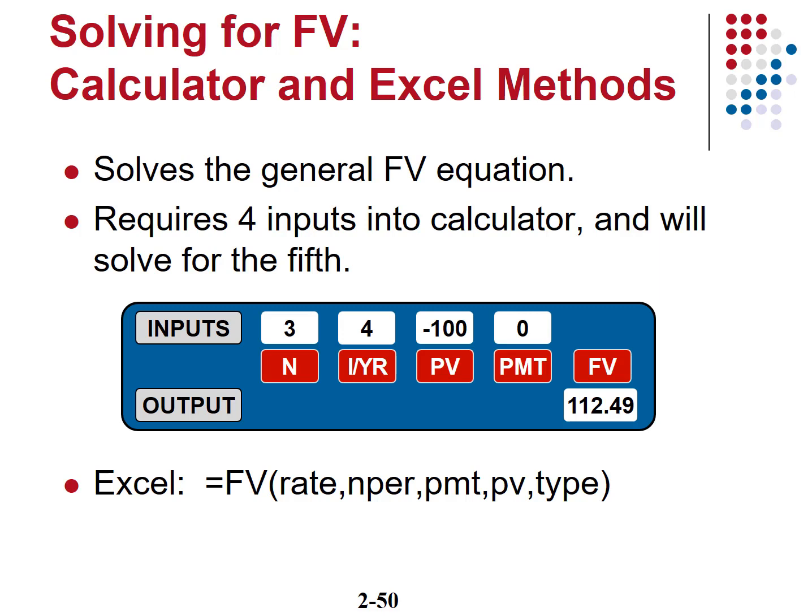There's your general case repeated. Using the calculator, N is 3, I/Y is 4. Present value is a negative 100. Remember, you enter 100 and then press the plus or minus key. It's an outflow. You're investing $100. Payment is 0. You're not adding anything to it. Press compute and future value, and you get $112.49. And there's the Excel function shown at the bottom.